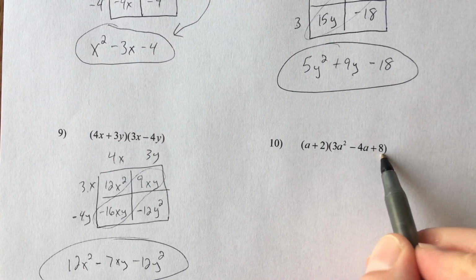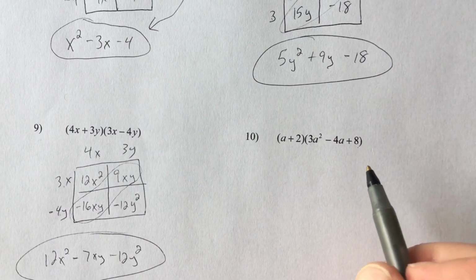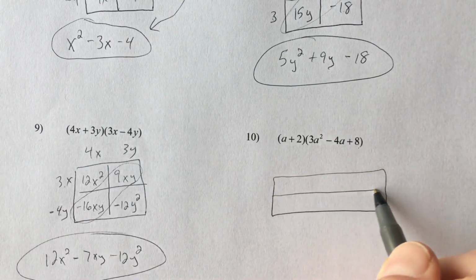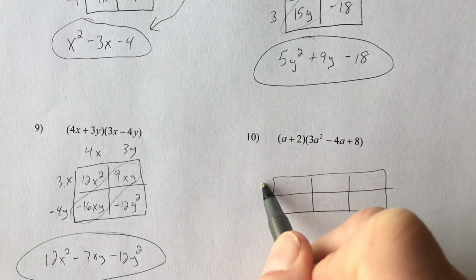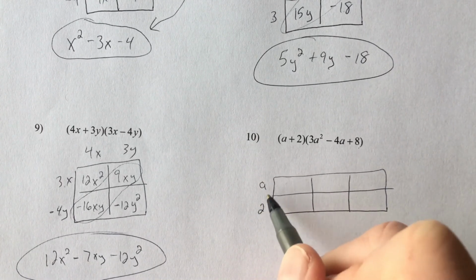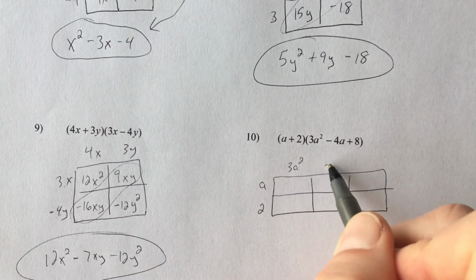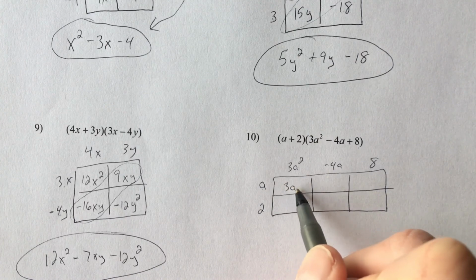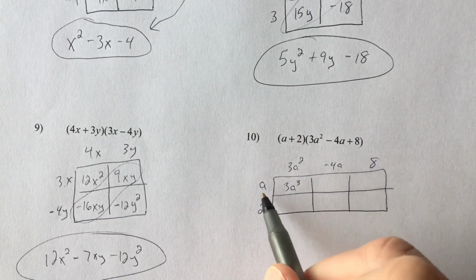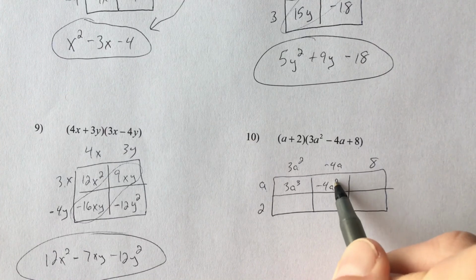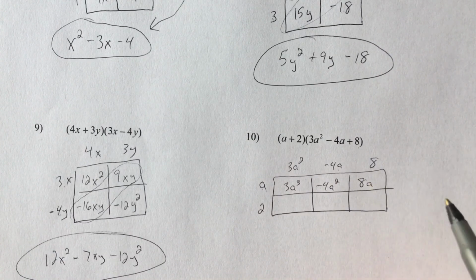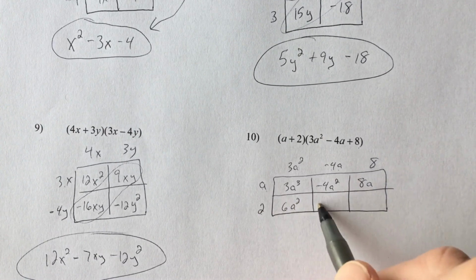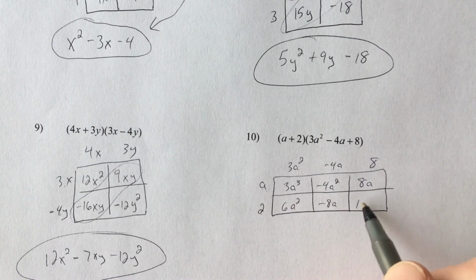This one's got 3 terms. So when we put this box together, what we're going to have to do is add a column to it. So we'll have to do it like this. The a and the 2 will go here. Those were the 2 terms. And then 3a squared minus 4a and 8 will go there. All right. 3a squared times a is 3a to the third. -4a times a is -4a squared. 8 times a is 8a. 2 times 3a squared is 6a squared. 2 times -4a is -8a. 2 times 8 is 16.